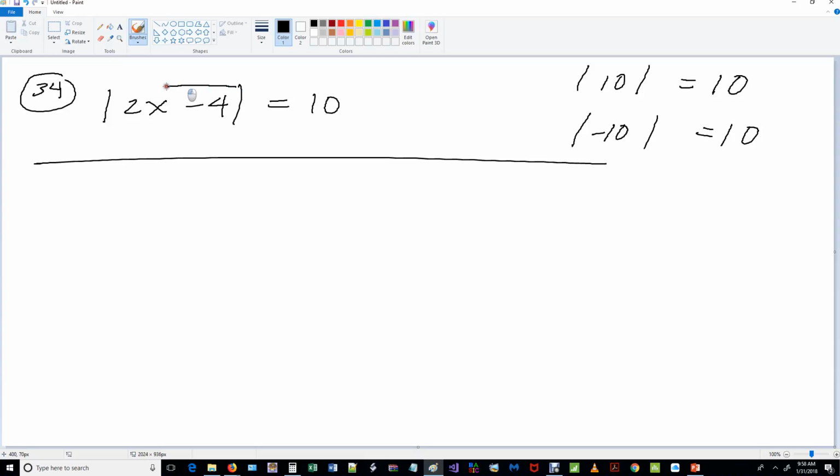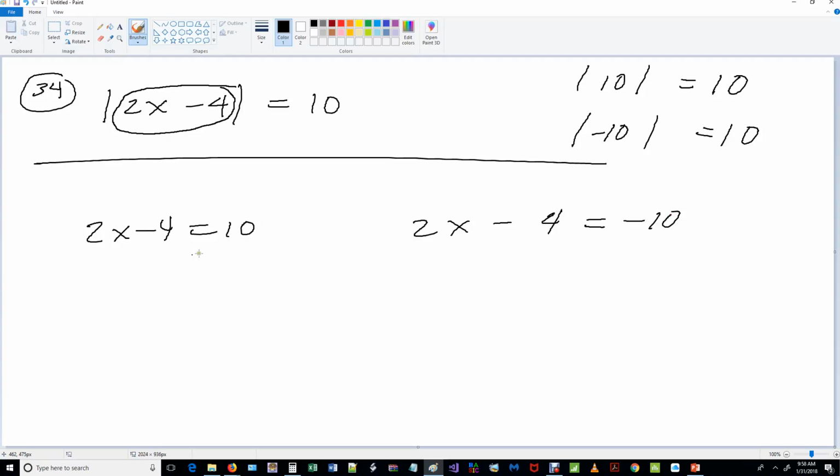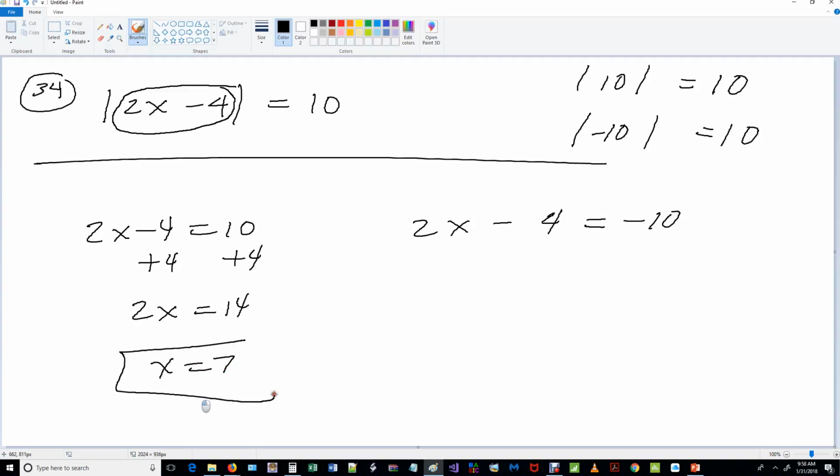So this thing inside, 2x minus 4, could be 10, or it could be negative 10. Alright, so you actually get two solutions. We are going to do it this way. You add 4, so 2x equals 14. You divide by 2, you get x equals 7. This is one of the solutions, right?